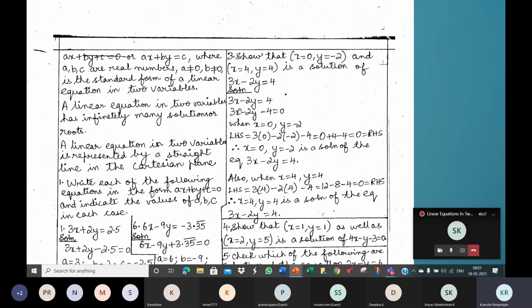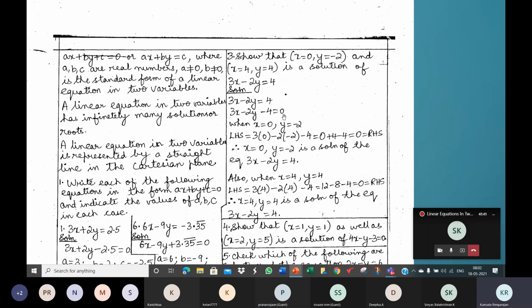Or you can bring everything to one side, all the terms to one side. This is what is given to you: 3x - 2y is equal to 4. Option 1 is you can take up the LHS as it is, substitute for x and y. The answer will be 4. RHS is also 4. LHS is equal to RHS. So it is a solution.